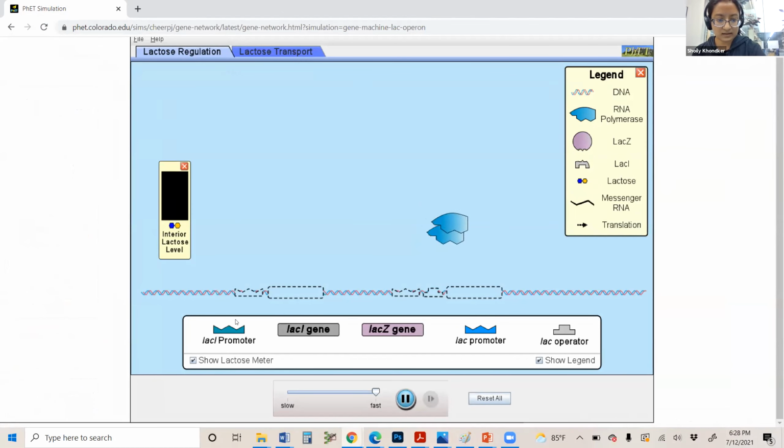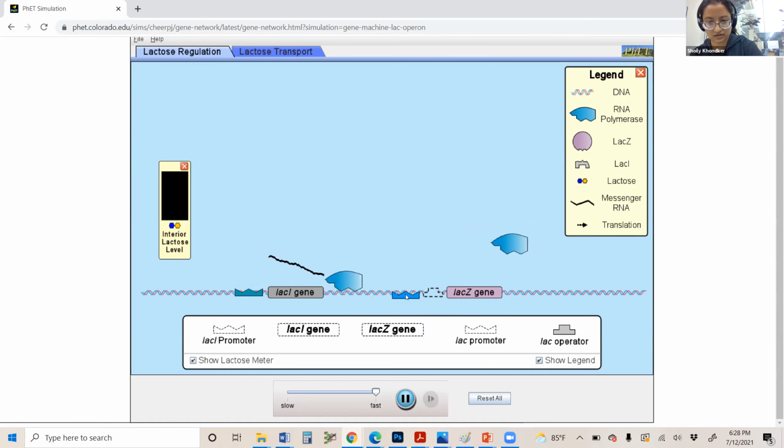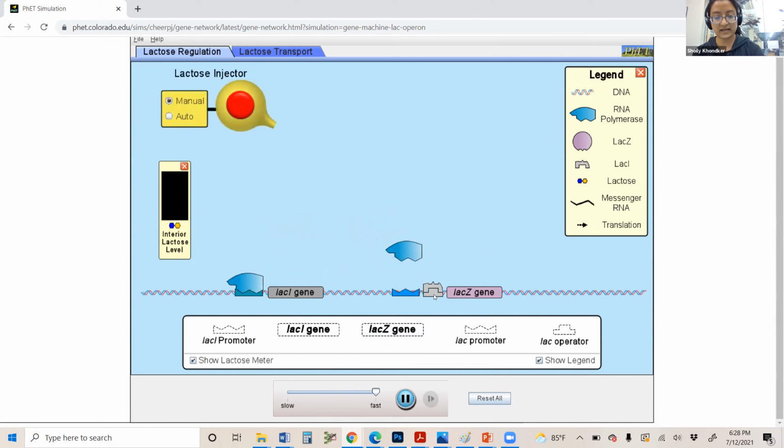Okay, so this is a visualization of the LAC-Z gene being transcribed. So LAC-Z is beta galactosidase, which is the enzyme that breaks lactose down into glucose and galactose.